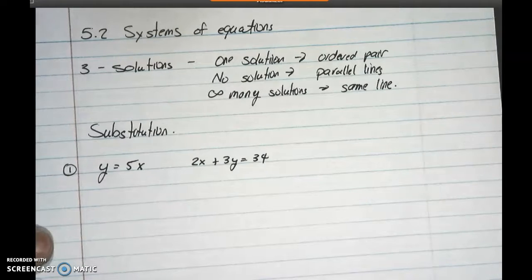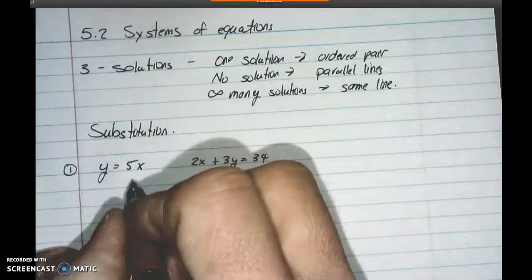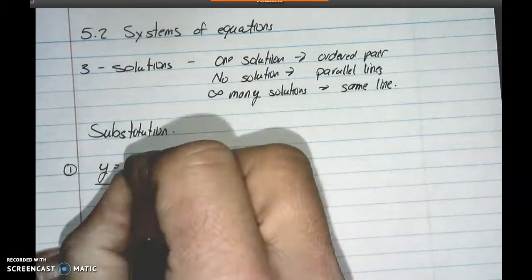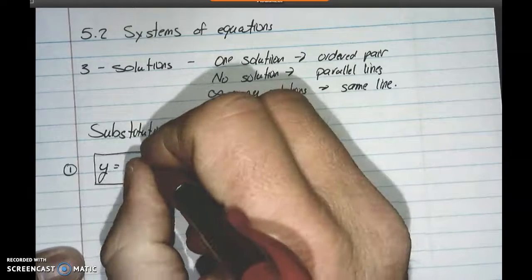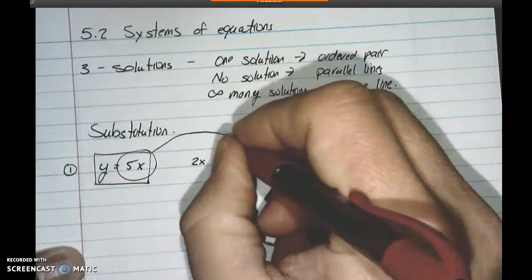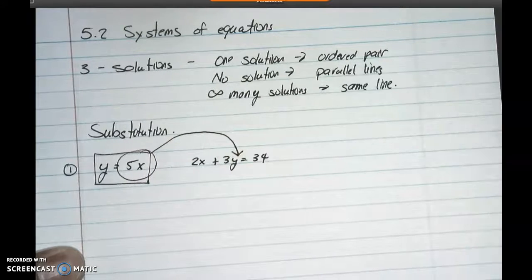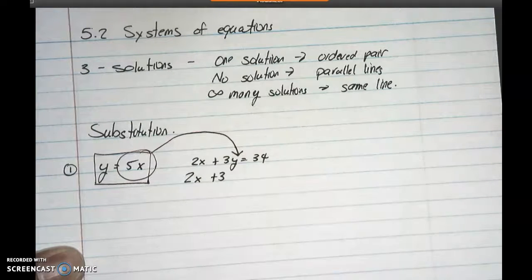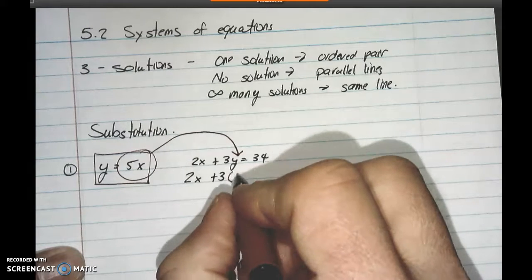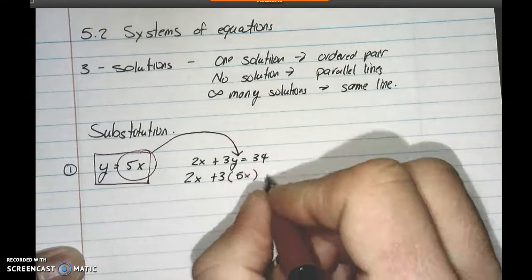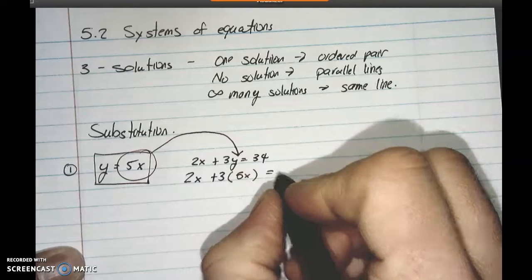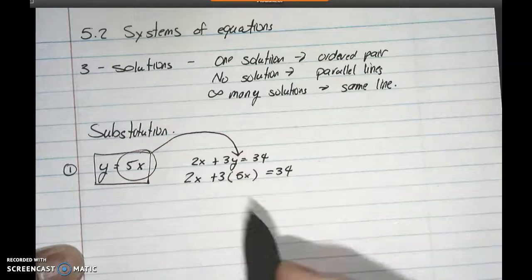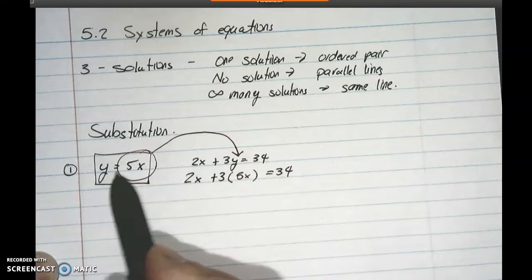All right. So what we're going to do is we notice that y is equal to 5x on this equation here. Okay. So we're going to take this 5x and replace it into that y there. So it's going to be 2x plus 3, and then where there's a y, we put the other part of the equation, and then we write everything else out. So nothing changed except for what y equals.